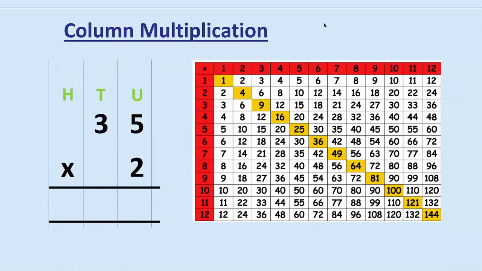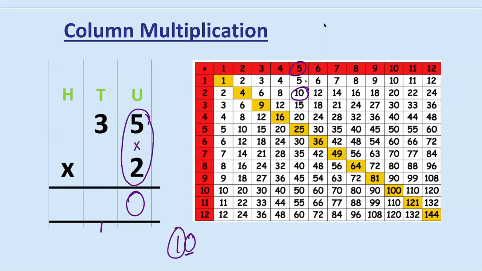Right, first bit. So we've written our calculation out. We've put hundreds, tens, and units in our columns. And the first bit is we always work on the units first. So the first thing is 5 times 2. Again, I'm going to show you with the times table square. If you don't need to use the times table square, then you're absolutely grand. You can just do it in your head. So 5 times 2: 5, and we go down 2 spaces, 1, 2, and we get to 10. So when we have the number 10, we only ever write down the units amount between these two lines.